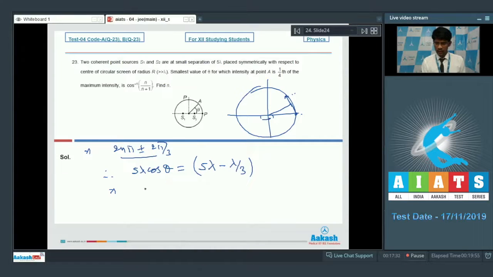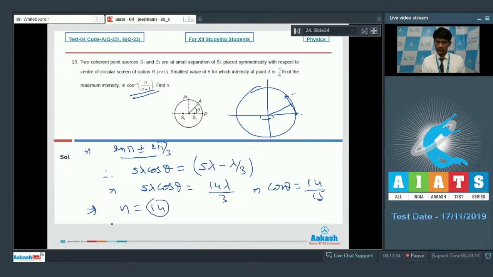So taking this part, I would say 5 lambda cos theta is 15 minus 1, 14 lambda by 3, or cos theta is equal to 14 divided by 15. Comparing this answer with the situation given here, n divided by n plus 1, clearly I would say n is equal to 14 as the correct answer. So for question number 23, 14 is the correct answer. Now let's proceed to question number 24.